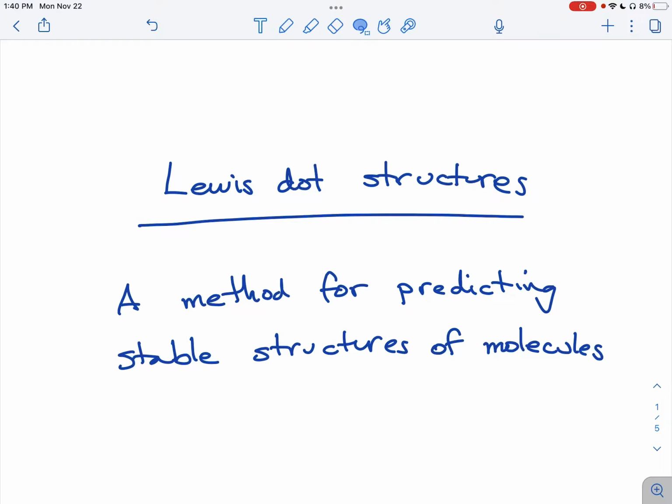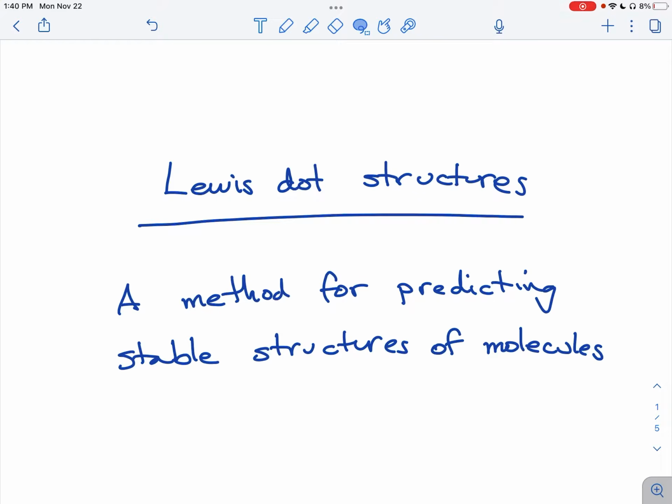Hey everyone, this is going to be a video summary of Lewis dot structures. There are a number of ways to approach these, and if you've learned a different way in the past, that's fine. As long as you're getting consistent results that are consistent with my results, the exact method you use is not at issue. But I'm going to go over in this video what I think is the most systematic way to do it.